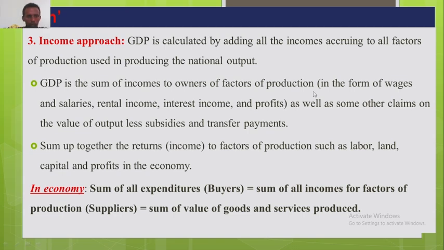GDP is the sum of incomes to owners of factors of production in the form of wage and salary, rental income, interest income, profits, as well as some other claims on value of output less subsidies and transfer payment. Subsidies እና transfer payment ሳይጨመር ለraw materials ለፋክተርስ ኦፍ ፕሮዳክሽን የሚከፈለው ኢንካሞችን መደመር ማለት ነው. Sum up together the returns or income to factors of production such as labor, land, capital, profit in economy.